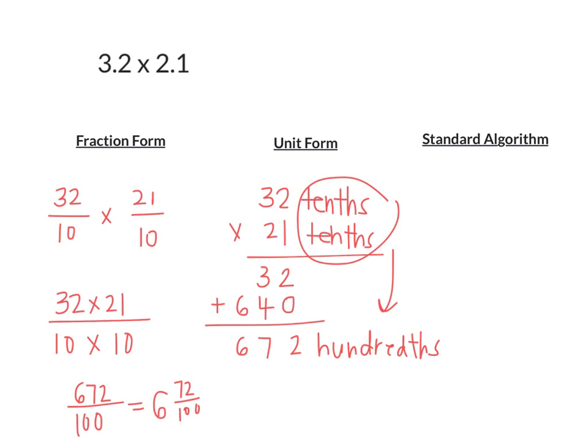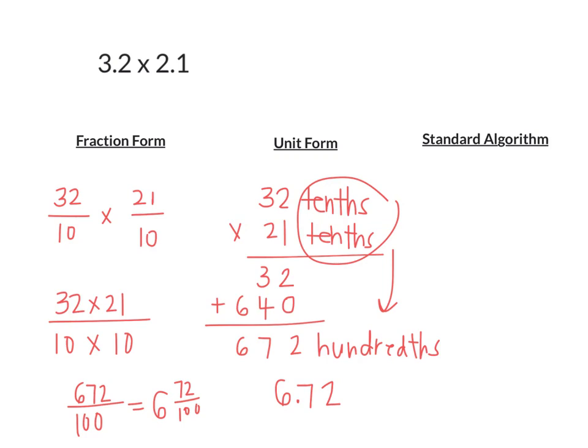Make sense? How do I write 6.72 hundredths in standard form? Well, I have 672, and I know my rightmost digit, my 2, needs to be in the what's place? Hundredths. And so if I put the decimal point, it needs to be in between the 6 and the 7. Is 6 and 72 over 100 the same thing as 6.72?